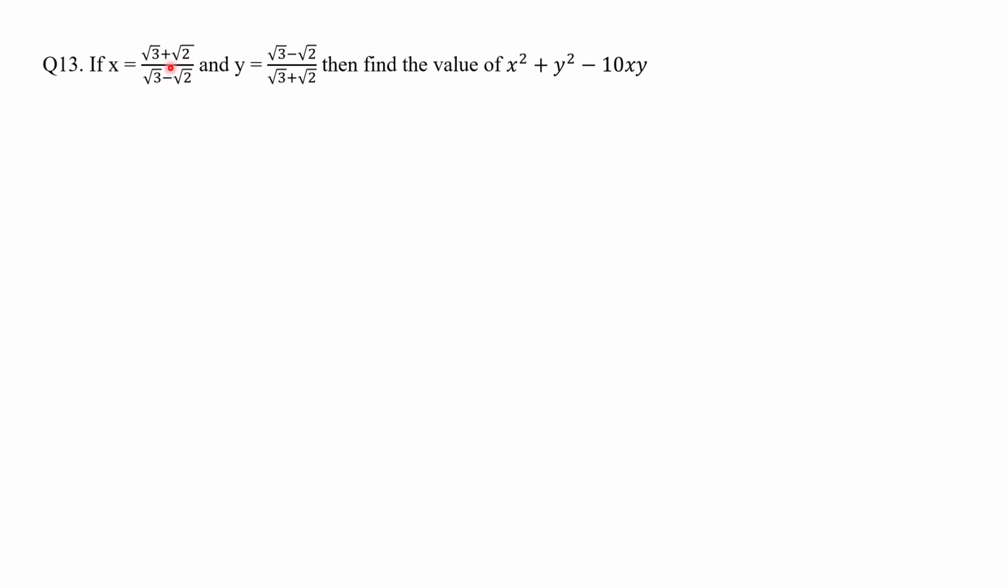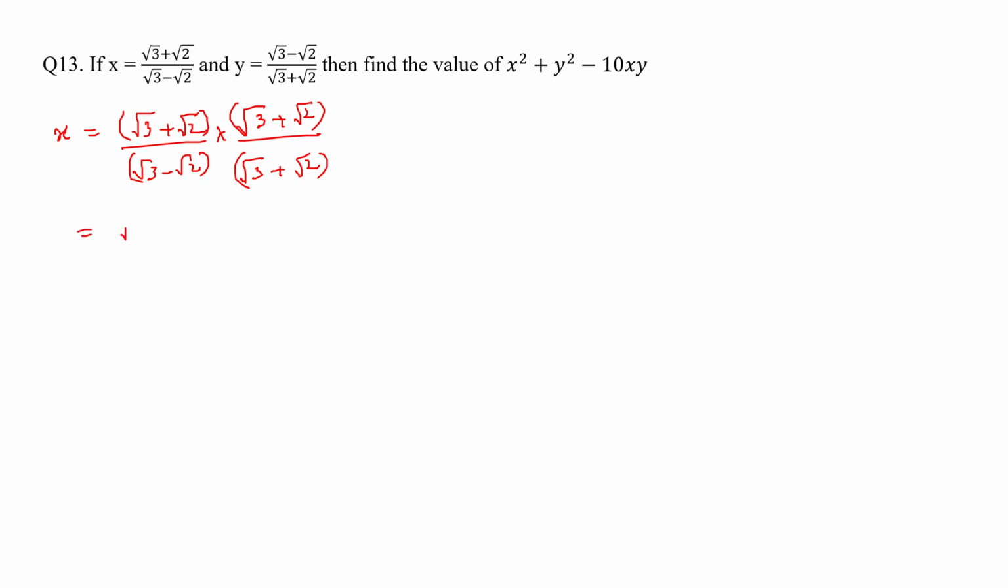So the very first step is you have to rationalize both x and y. Let's start doing it. So x will be root 3 plus root 2 by root 3 minus root 2. Now the rationalizing factor will be root 3 plus root 2 by root 3 plus root 2. Now in the numerator it is the (a plus b) whole square form, so I will write a square plus 2ab plus b square, and the denominator is the a square minus b square form.